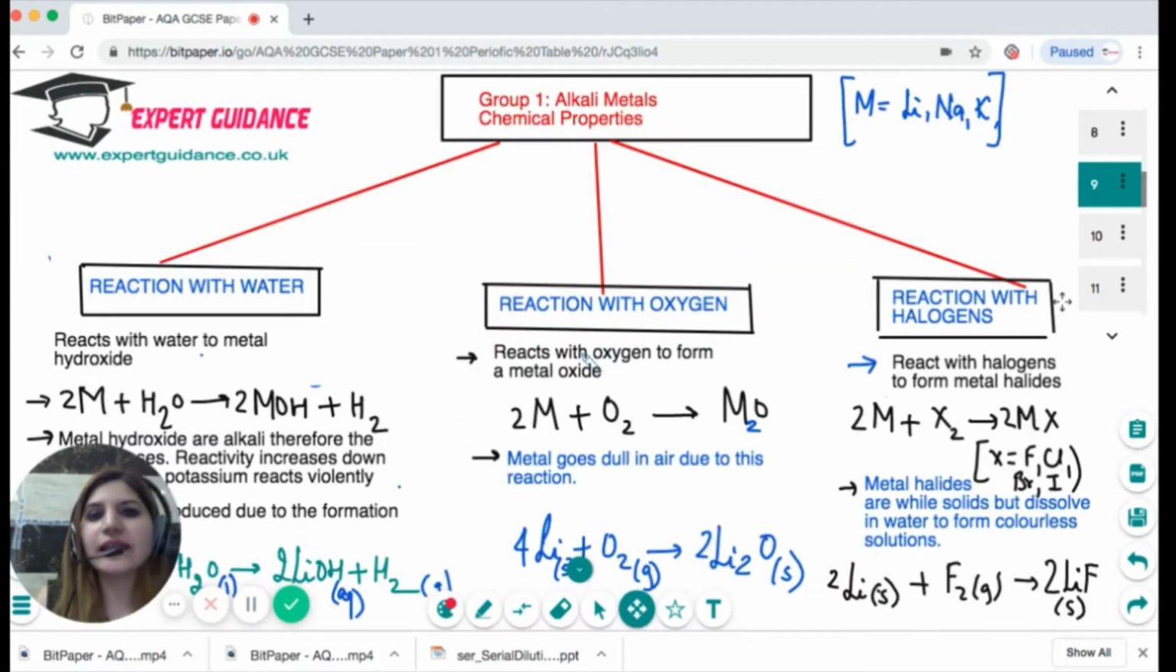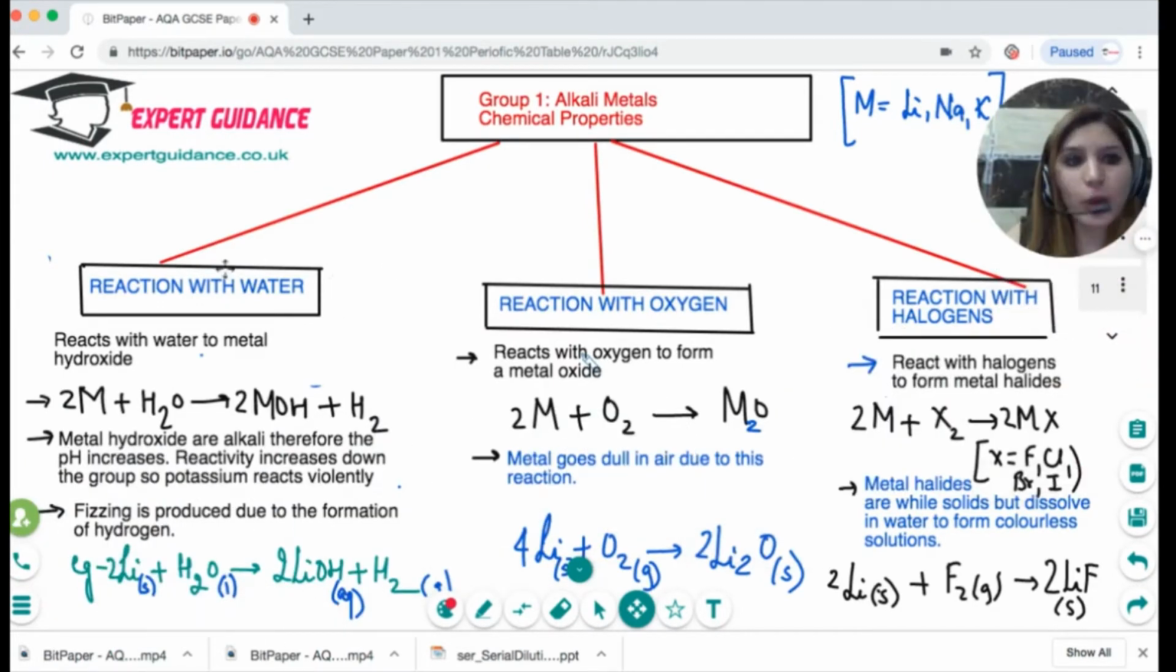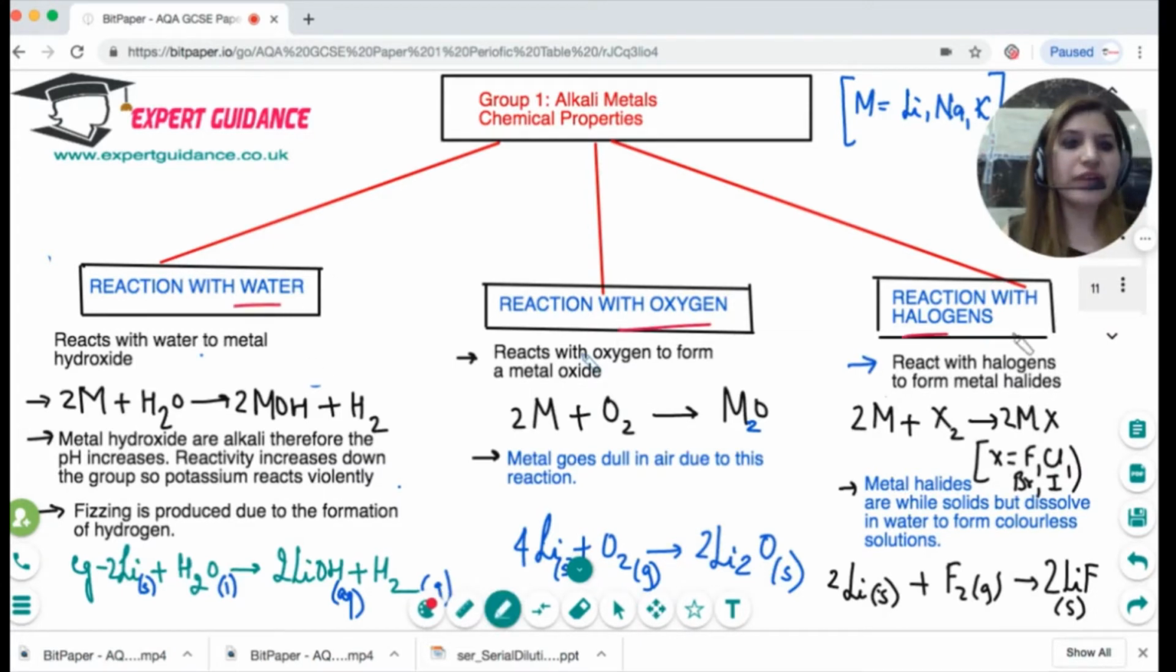Now let us look at the chemical properties. In the chemical properties, you need to know 3 reactions: reactions with water, reactions with oxygen, and reactions with halogens. Always remember, whenever asked in the exam, you'll be writing a balanced chemical equation along with the state symbols. Here I'll take lithium as an example of how it reacts with water, oxygen, and halogens. You can replace lithium with any of the group 1 elements, that is lithium, sodium, and potassium, and write the equation the same way.